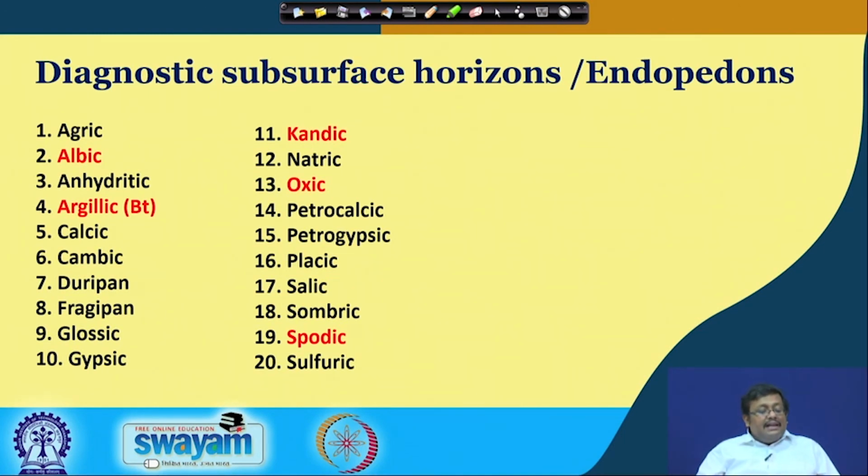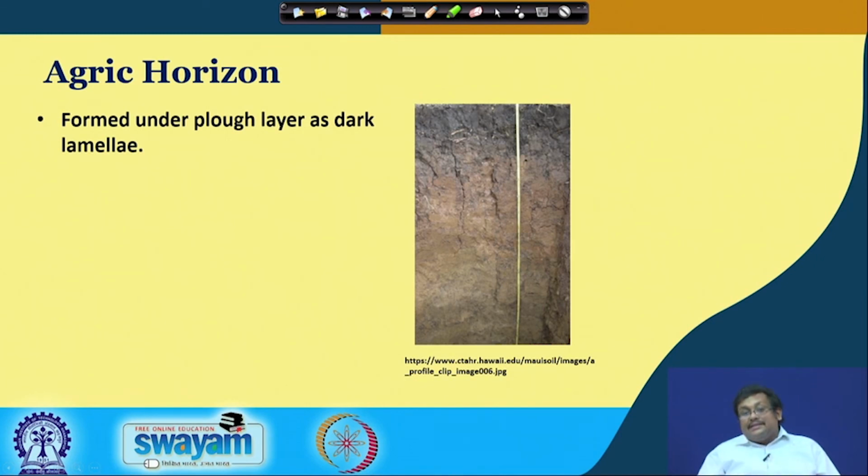So, I have highlighted in red text these albic, argillic, candic, oxic and spodic because they occur in nature in higher frequency. So, let us discuss them one by one. So, let us first see what is agric horizon.